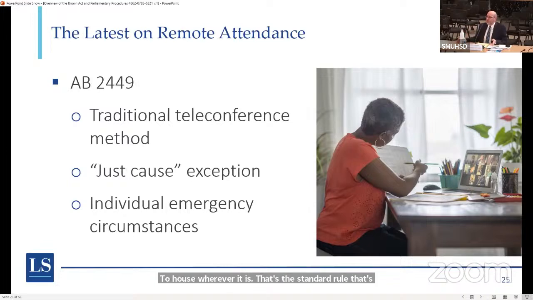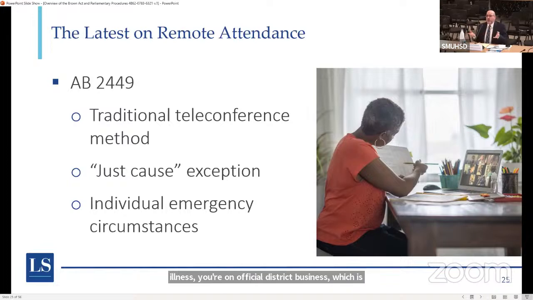But now there's these two additional exceptions, the just cause exception and individual emergency circumstances. Just cause, twice a year, each board member, and poor Shar has to keep track of all of this, has two times a year to take an automatic, I can't be there in person, I'm going to Zoom in or I'm going to do it by telephone for just cause. The purpose of just cause is family care, child care, you have contagious illness, you're on official district business, which is probably not going to sound at all of you traveling places, but it's a freebie.